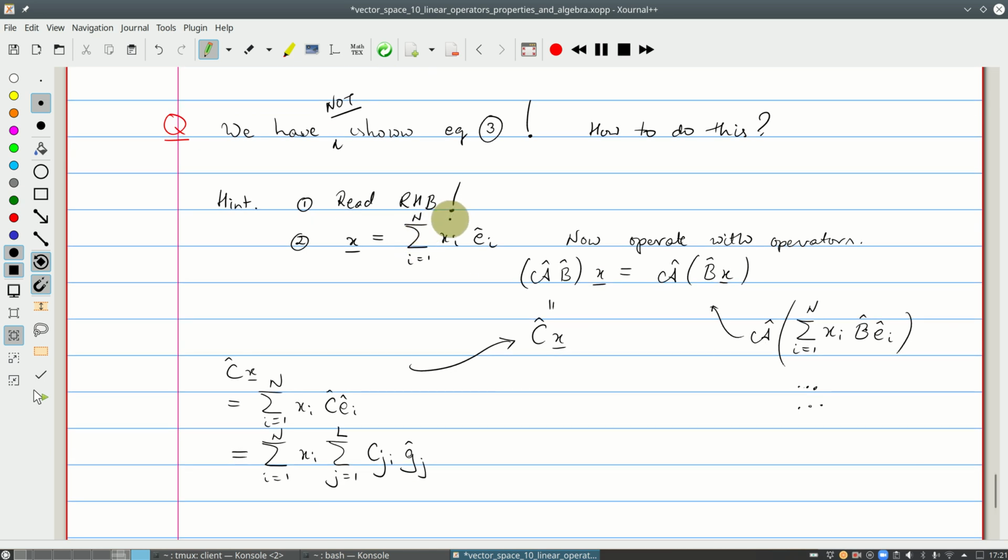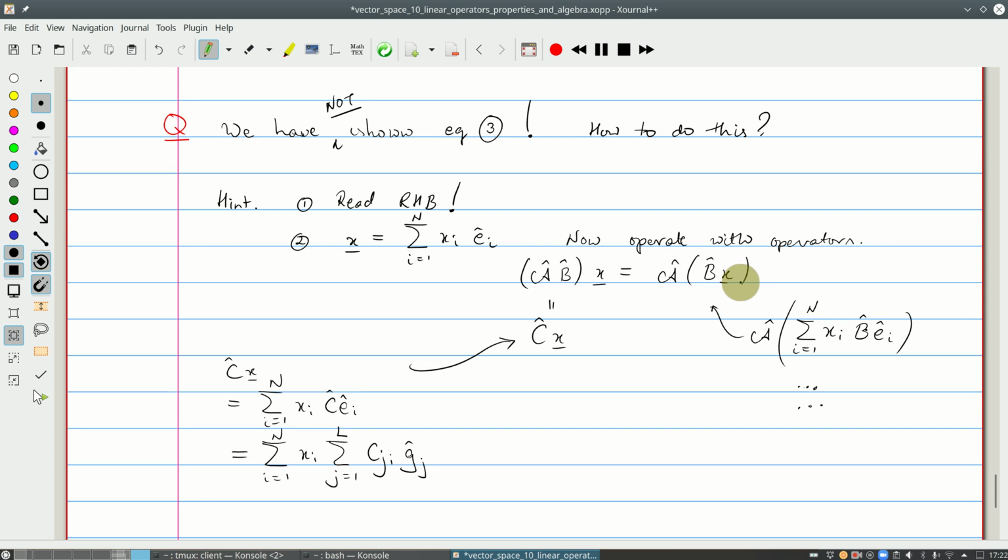First of all, read Riley, Hobson and Bence. But more importantly, let's write x in terms of its components and the basis vectors, the e_i's. Now operate with both operators, A B, which is equal to the C operator on x, and first the B and then the A on x. So C operating on x is the same as C operating on the sum of the components of x times the basis vectors. C operating on each of the basis vectors gives you a sum of the C matrix times the g basis. Why? Think about it. Look at the diagram above.